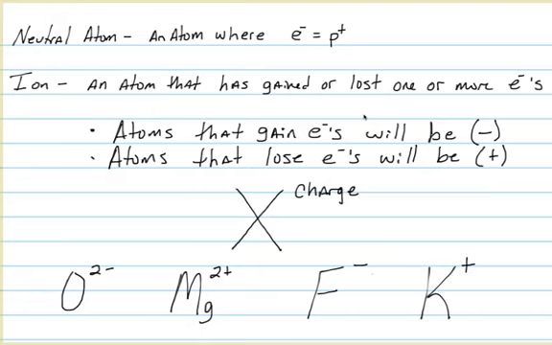Potassium has 19 electrons normally. It has 19 protons. Because it has a +1, this means it has lost an electron. We are then going to have 18 electrons and 19 protons, giving it that extra positive charge.